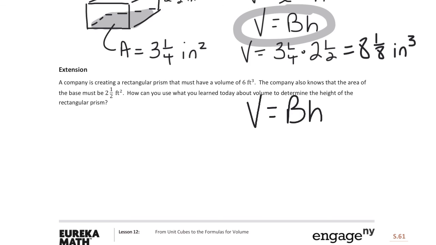So in this one, we know the volume is 6, so I'm going to plug that in for V, and the area of the base is 2.5, but I don't know the height, so times H. So now that I have that set up, it's a multiplication equation. Opposite of multiplication is division, so I'm going to divide both sides by 2.5.